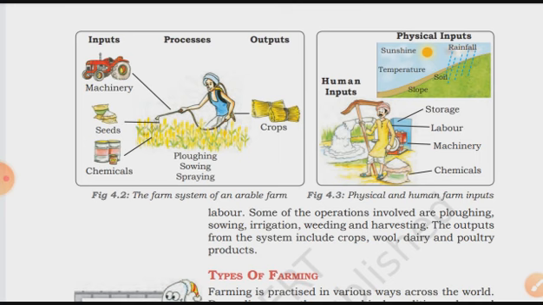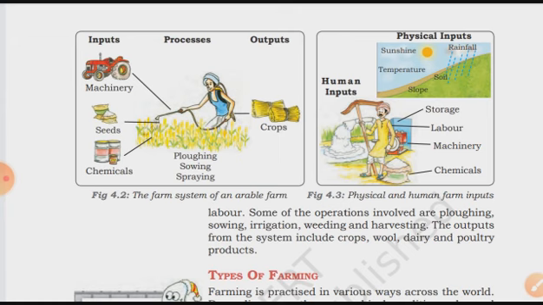Then in the other diagram, they have shown storage, labor, machineries, chemicals, and human inputs. Whatever labor and efforts are put in by human beings in the particular field, that has been given. We need storage, labor, machineries, and chemicals.